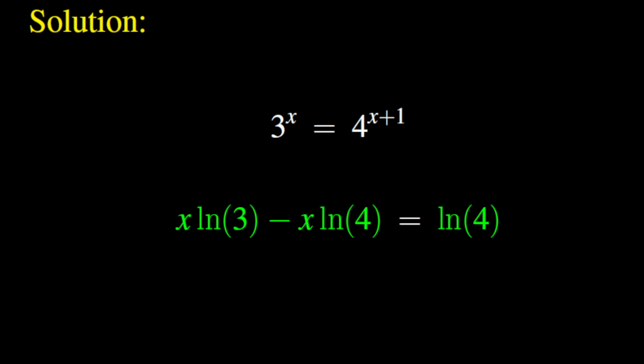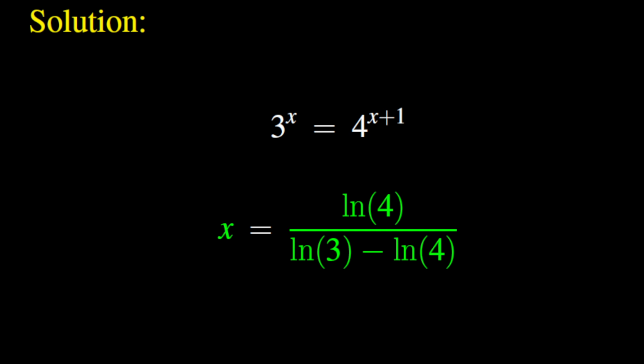This is now a simple first-order equation. We move all terms that involve x to the left-hand side and everything else is moved to the right-hand side. We factor x out on the left-hand side, and then solve for x. Finally, we find that the unique irrational solution to this equation is the natural log of 4 divided by the quantity, the natural log of 3 minus the natural log of 4.